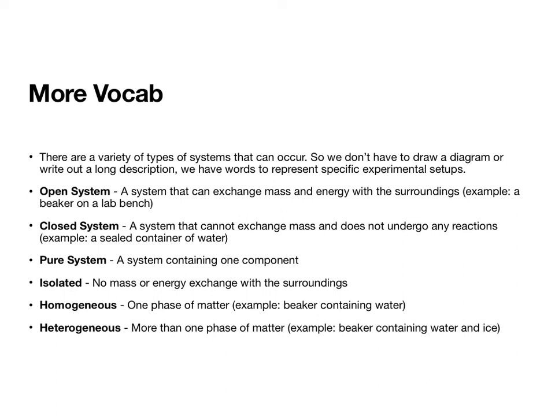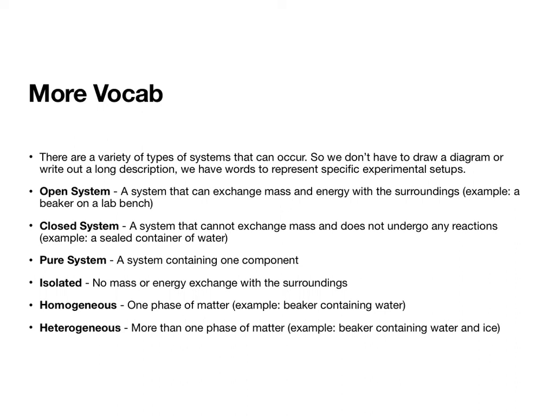A pure system is a system only containing one thing. That can be an element, a molecule, whatever. An isolated system means that no mass or energy is exchanged with the surroundings. A homogeneous system is a system consisting of one phase of matter, so a beaker containing water. A heterogeneous system is more than one phase of matter, so a beaker containing ice and water.